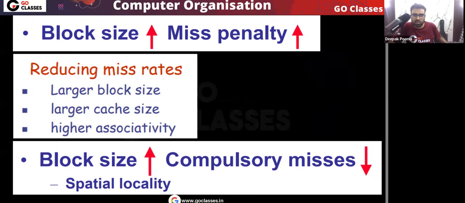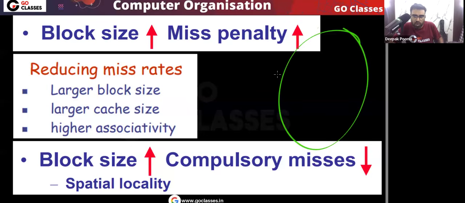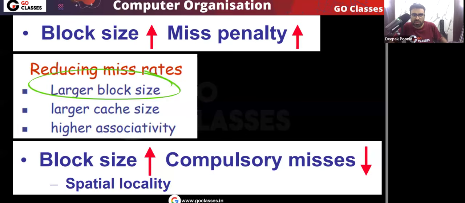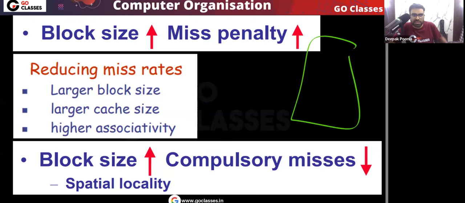It means that in a single go you can fetch a large amount of data from main memory to the cache memory. This is the meaning of larger block size, because every time there is a cache miss, we fetch a block of data from main memory to the cache memory. So if the block size is more, you are fetching a large amount of data to the cache memory, and in the future there will be fewer misses.